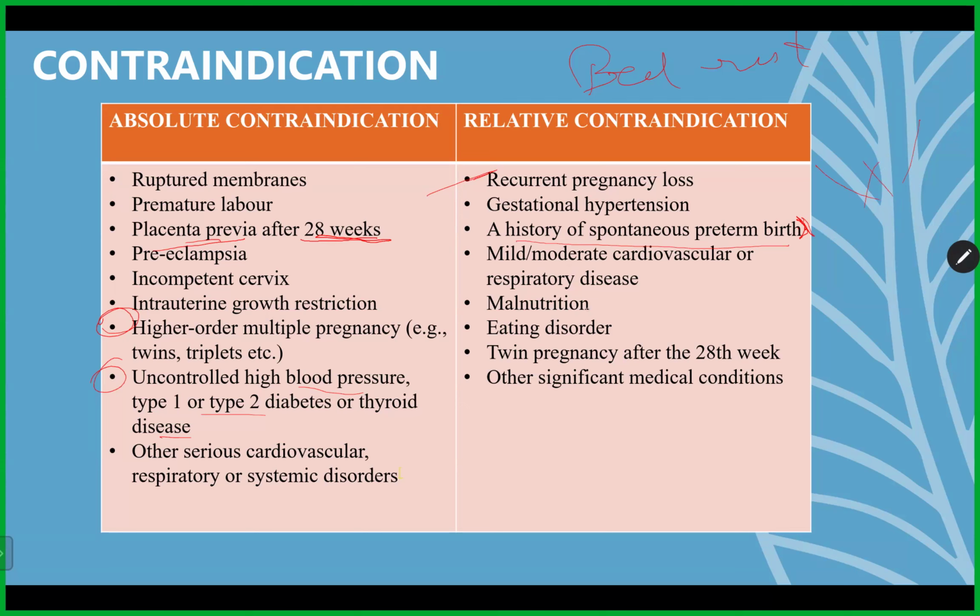Next is any moderate cardiovascular or respiratory disease. That is something like asthma and all. You can still go with exercise because asthma is common, right? Many people have it from childhood. Just because they have asthma, that doesn't mean you contraindicate them.